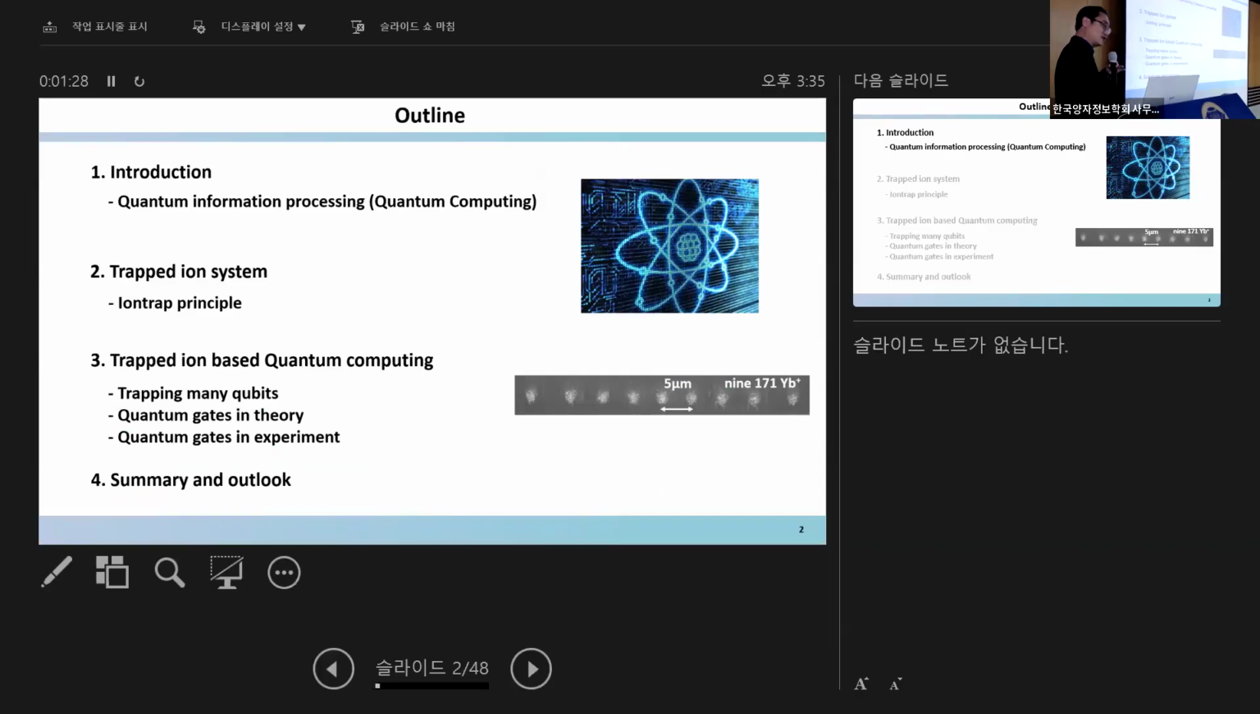Introduction: everyone may or may not be familiar with what quantum computing is. So I'll talk about the qubit, and then I'll introduce the trapped-ion system, because you might not be familiar with it. To make a quantum computer, we need many qubits, and we need to perform quantum gates with good fidelities, right? So I'll talk about the theory of the qubit, and then we'll introduce the experiment in our lab. Then I'll wrap up my talk.